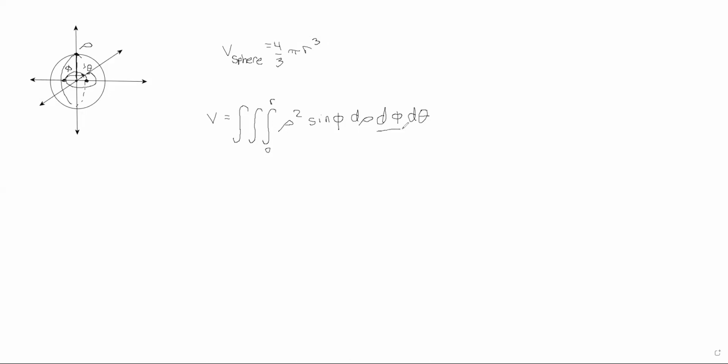And now we have phi. So the angle phi, it looks like we're starting at 0, and then we're going halfway through the unit circle, landing on pi. So the limits of integration for phi should be 0 to pi. And then for theta, we know we're starting at 0, and then we're doing 1 full revolution through the circle. So we know 1 full circle would be 2 pi.